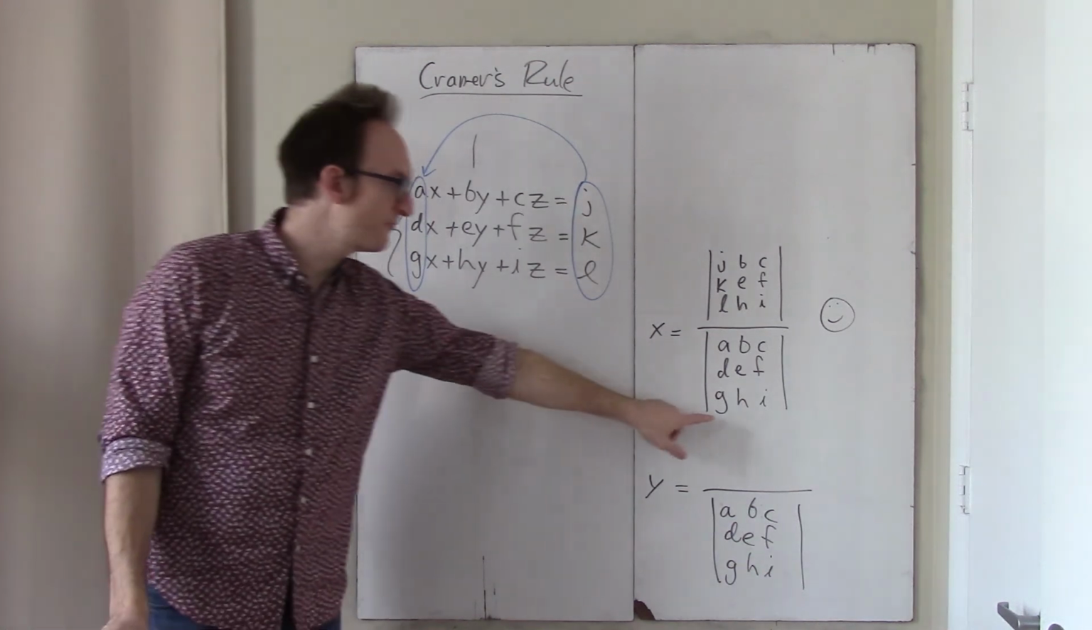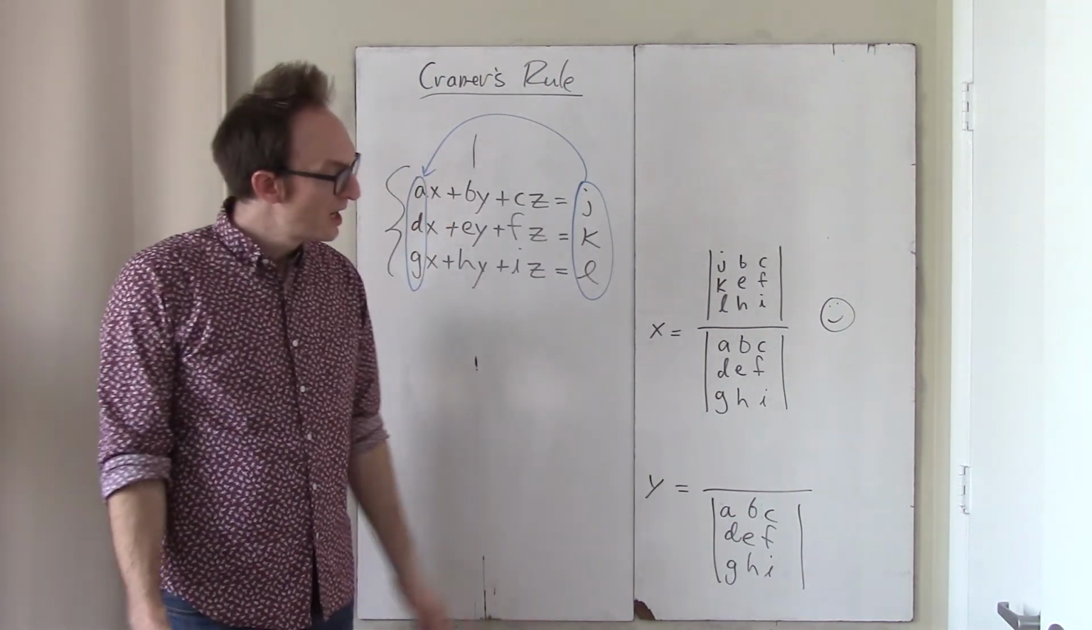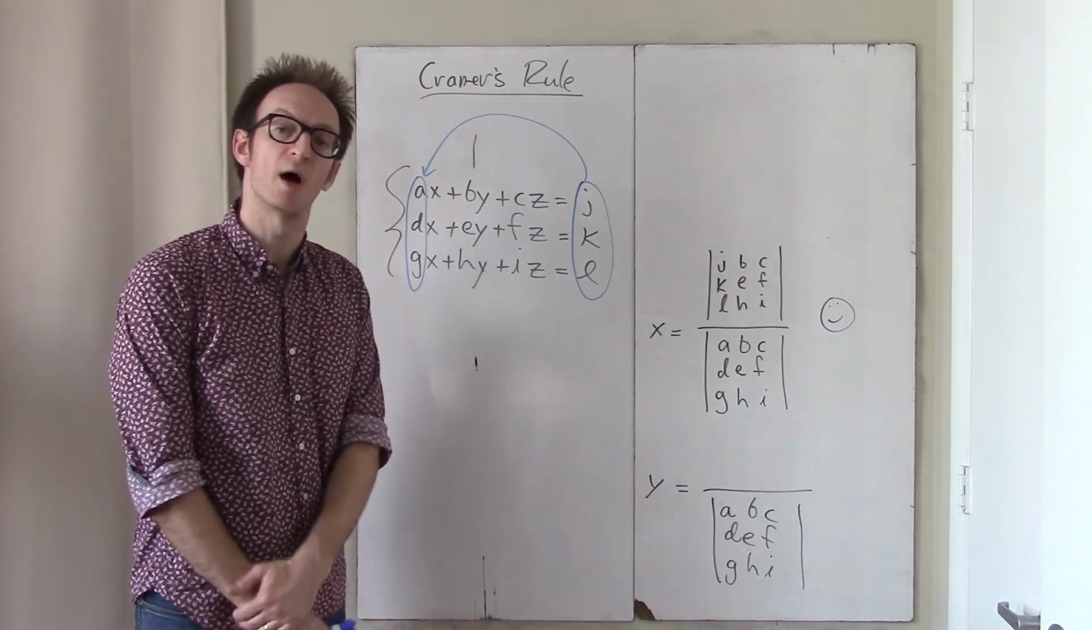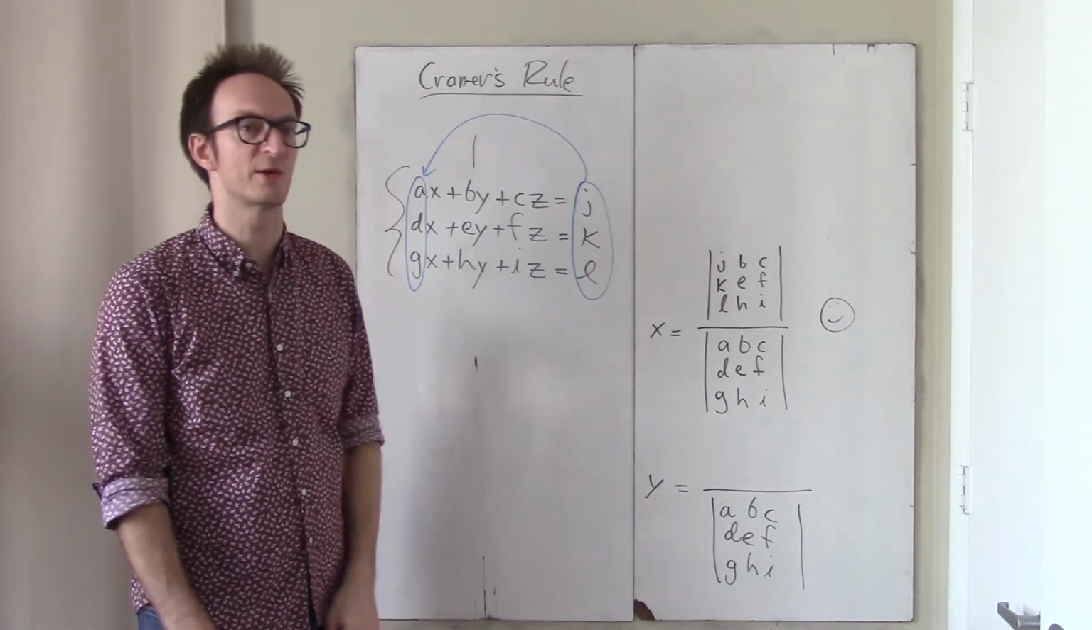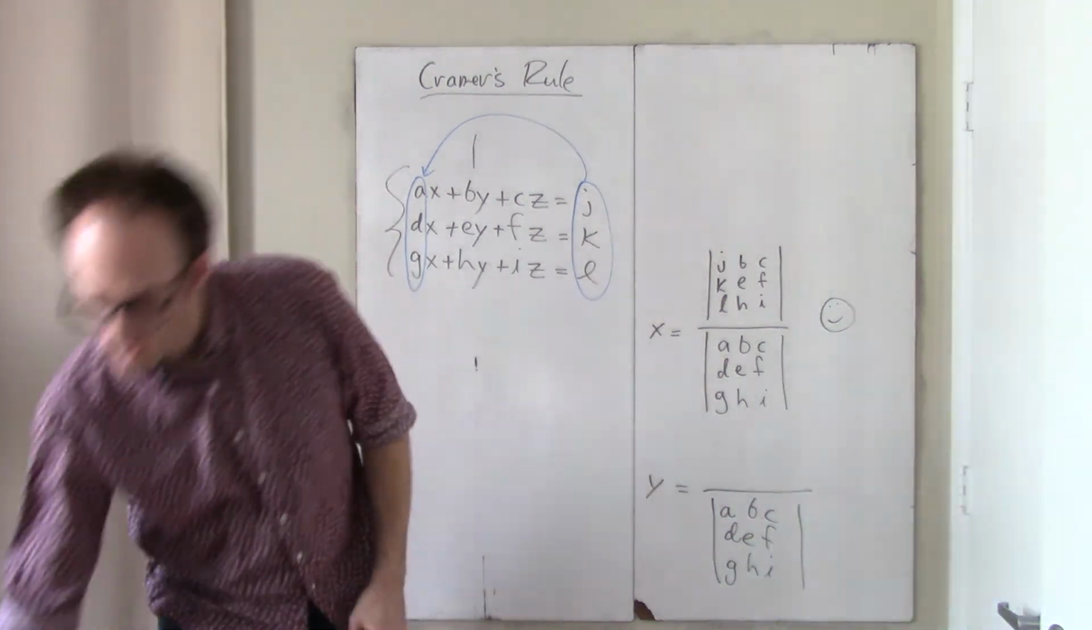And of course, if the determinant of this coefficient matrix is 0, then the system either has no solutions or an infinite number of solutions, so the formula doesn't work.